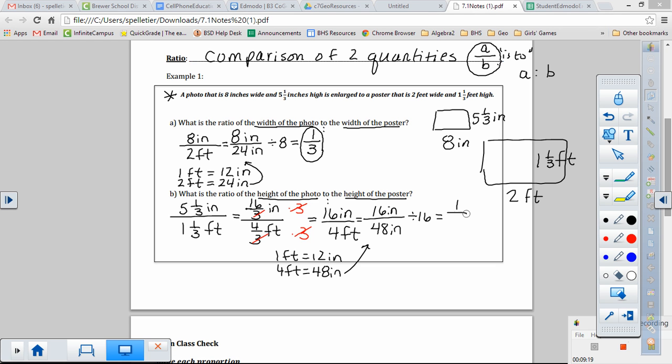16 divided by 16 is 1, 48 divided by 16 is 3, and I get the ratio of 1/3 again. If I'm dealing with the same problem, I hope I have the same ratio of enlargement, or I've made a big mistake and my picture is not going to look proper because the width has not been increased by the same amount as the height. In this case it has, so we're all good. And that is the 7-1 video notes.